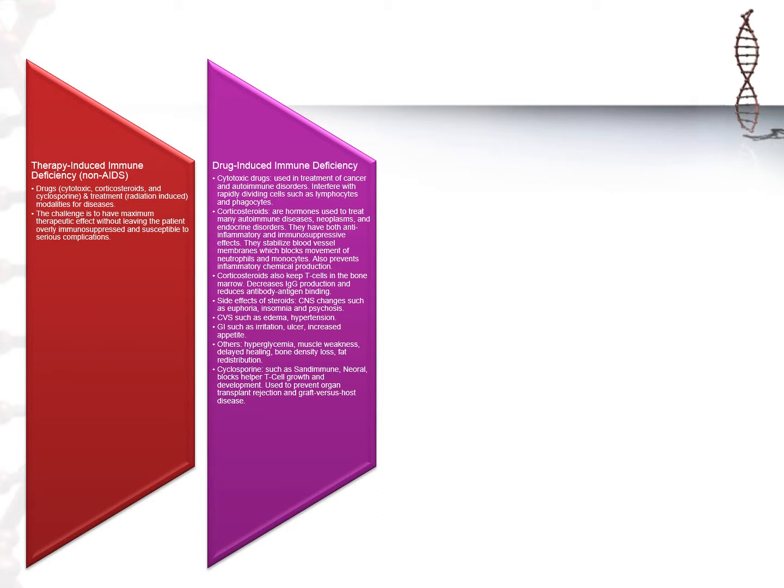Cytotoxic drugs are used in treatment of cancer and autoimmune disorders, and they interfere with the rapidly dividing cells such as lymphocytes and phagocytes. Corticosteroids are hormones used to treat many autoimmune diseases, neoplasms, and endocrine disorders. They have both anti-inflammatory and immunosuppressive effects. They stabilize blood vessel membranes, which blocks movement of neutrophils and monocytes. It also prevents inflammatory chemical production. Corticosteroids also keep T cells in the bone marrow, and it decreases the IgG production and reduces antibody antigen binding.